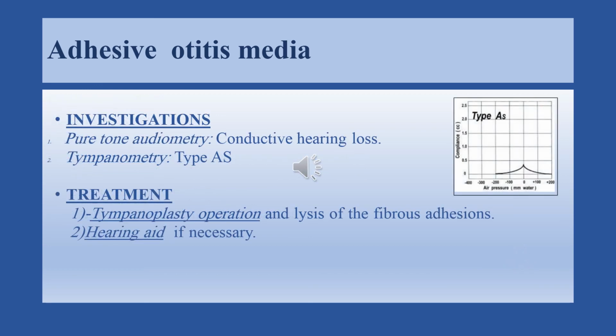Investigations of adhesive otitis media. Pure tone audiometry will reveal conductive hearing loss, and the tympanometry will reveal type As. Treatment, operative or hearing aid. Operative: tympanoplasty and lysis of the fibrous adhesions, and the hearing aid if necessary.